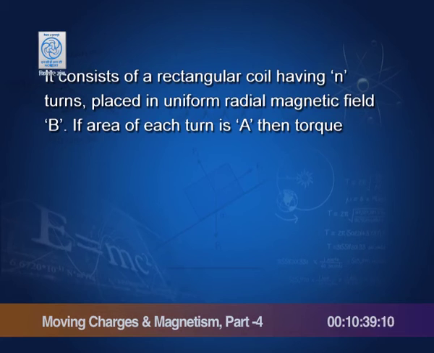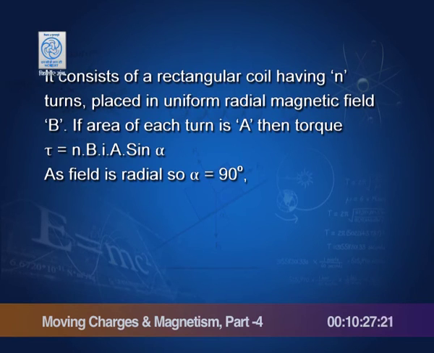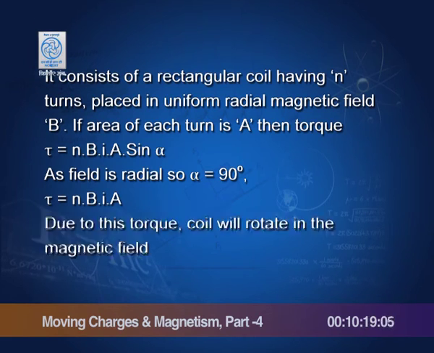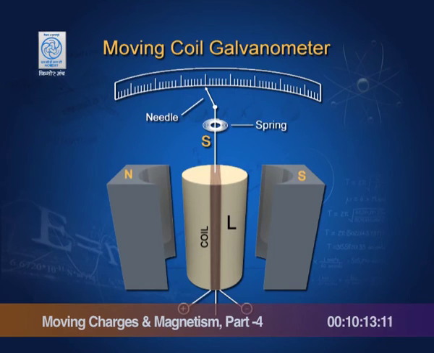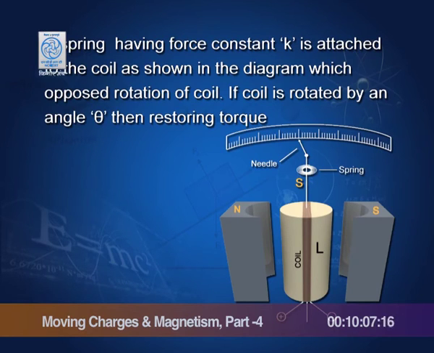If area of each turn in the coil is A, then torque tau will be equal to nBIA sin alpha. As the field is taken to be radial, so alpha equals 90 degrees. So, the maximum torque tau will be equal to nBIA. Due to this torque, coil will rotate in the magnetic field. In the construction of a moving coil galvanometer, we connect a spring having force constant K. The spring is attached to the coil as shown in the diagram. This spring opposes the rotation of the coil.